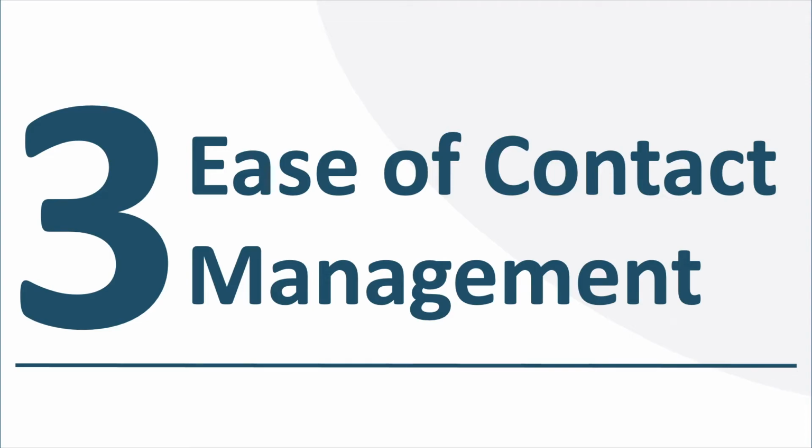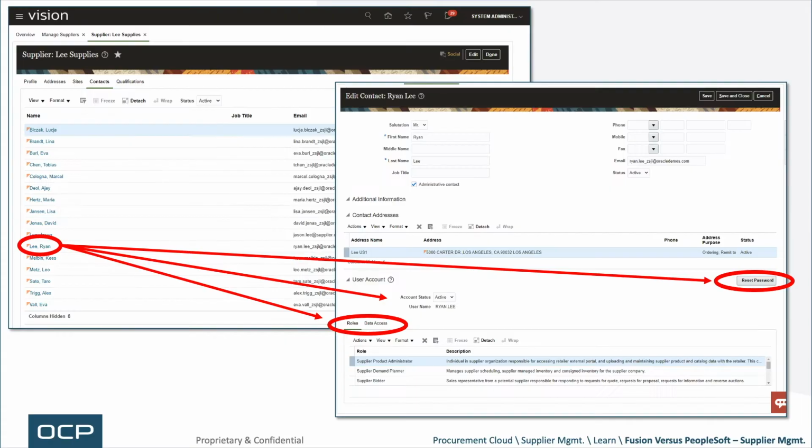Next up, ease of contact management. Contacts are simply the users for the supplier. On the left, you can see a picture of Fusion, and you can see all of the suppliers. Really no different than PeopleSoft. PeopleSoft has contacts. I believe they have a separate tab, just like it does for location, in the supplier setup.